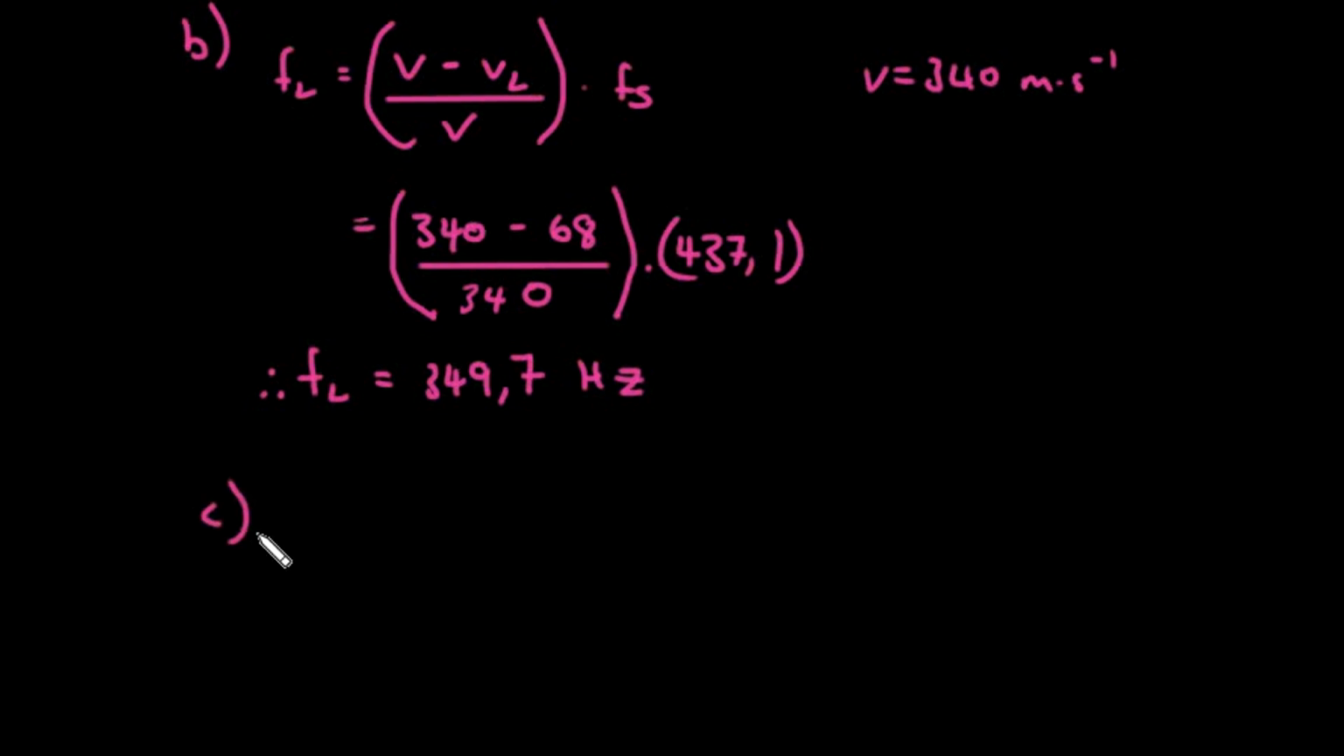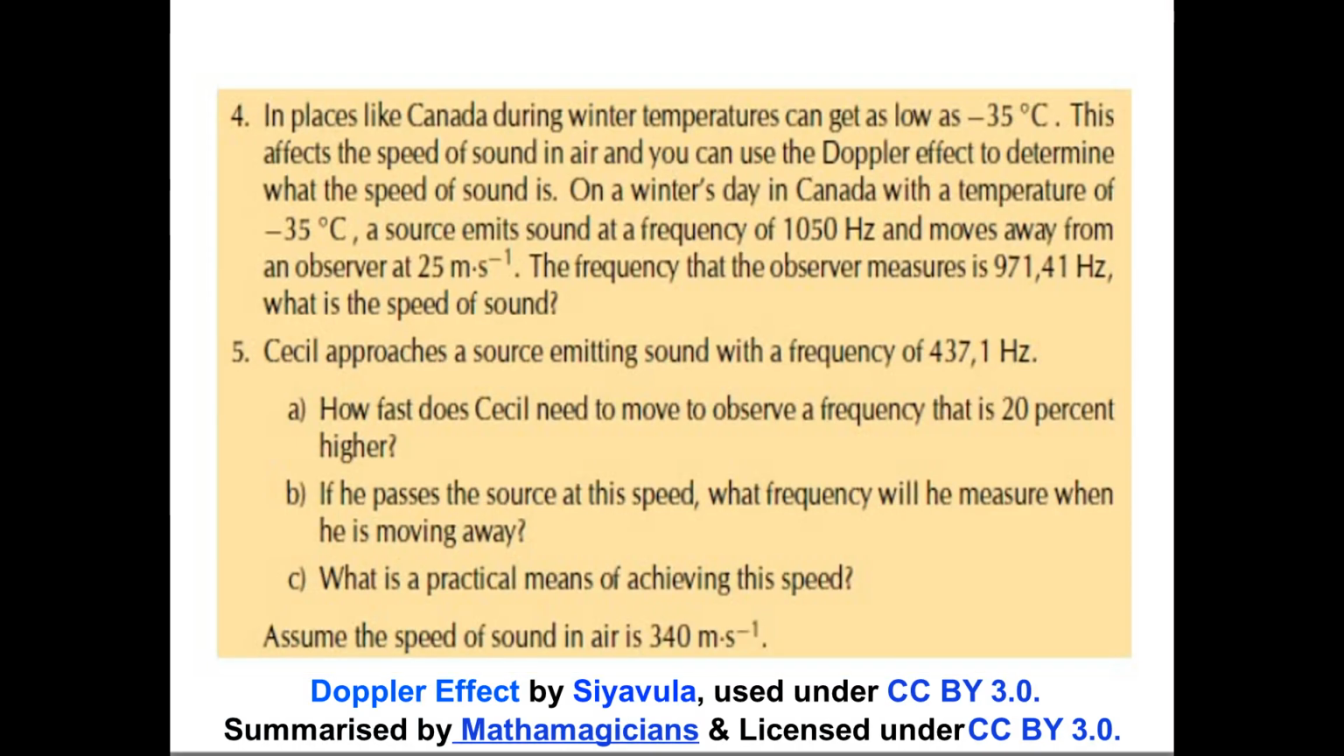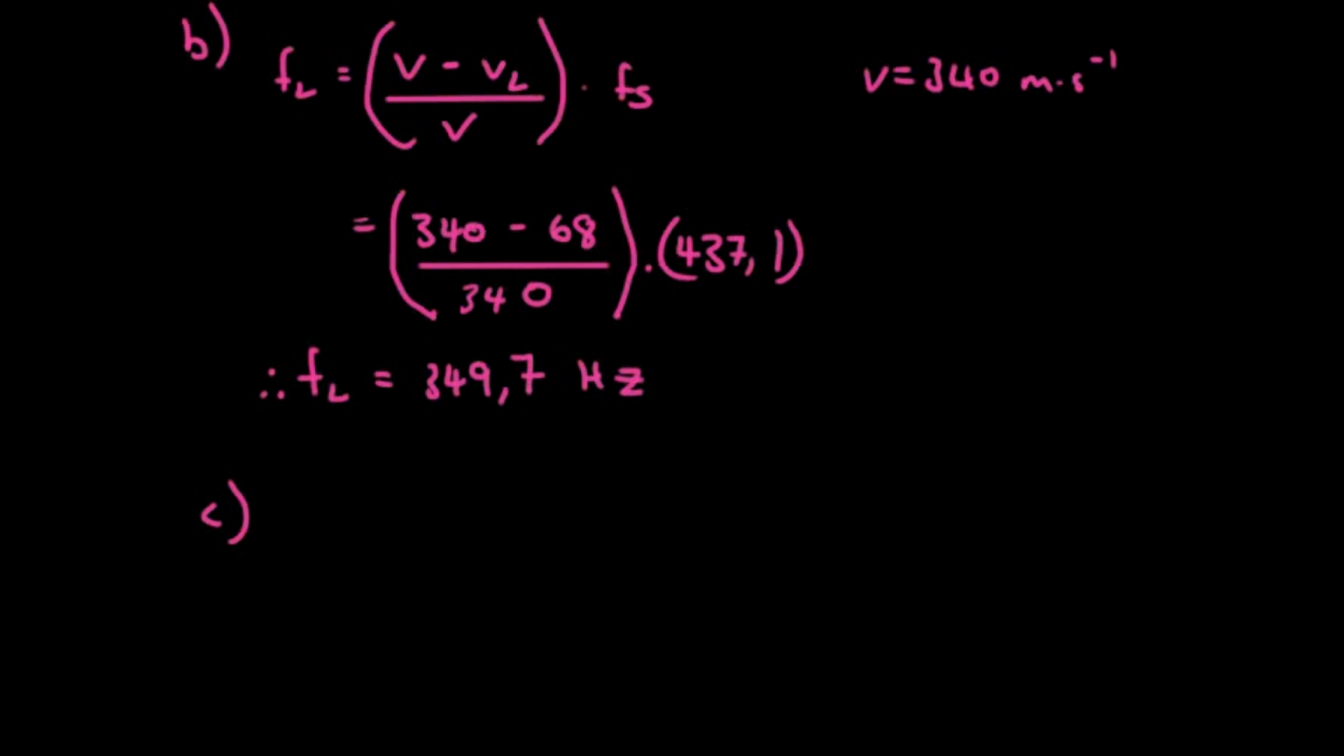Let's have a look at the third question, question 5c. What is a practical means of achieving this speed? Well, we can make the speed of 68 meters per second a little bit more striking by converting it to kilometers per hour. We multiply 68 by the conversion factor of 3.6, and we get 244.8 kilometers per hour.